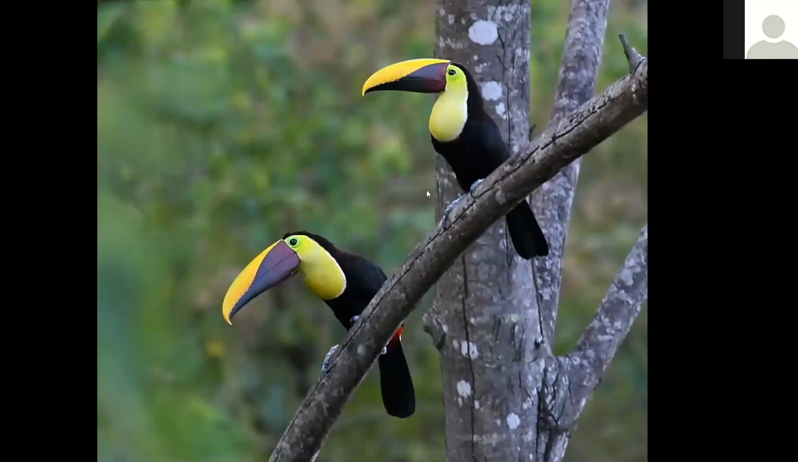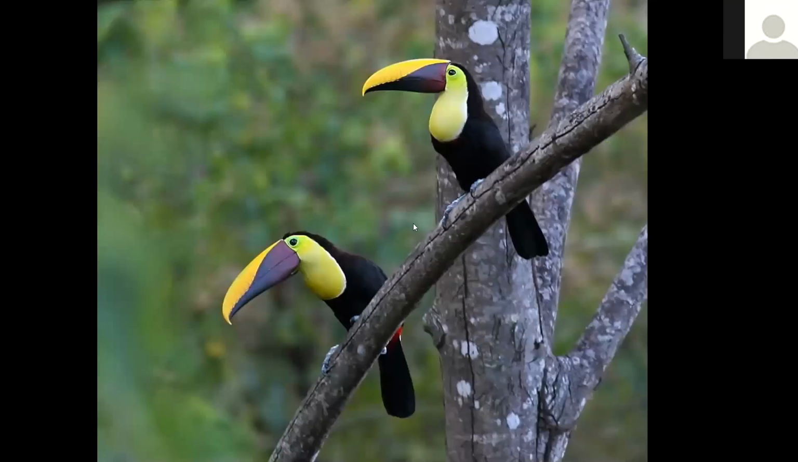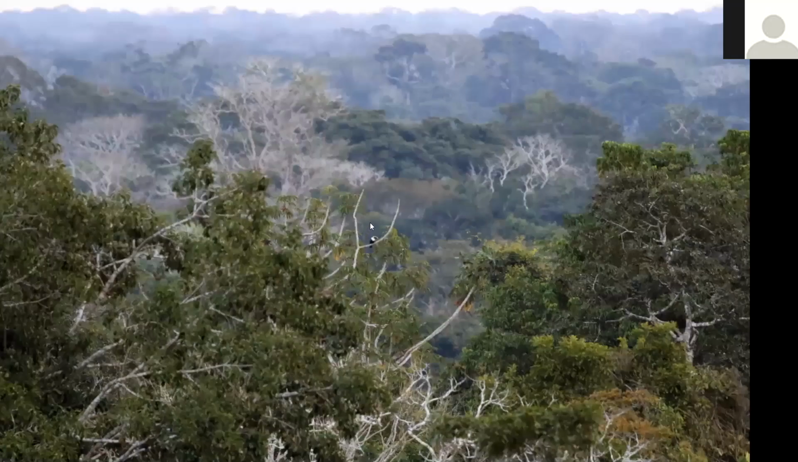This is the chestnut mandible toucan, or the yellow-throated toucan. This is in Costa Rica. Often you'll see these toucans together, or in small groups, which is always exciting. Then let's move to South America, from the top of a canopy tower. Here we got lucky, we got some good pictures. Typically, this is all you see. I don't know if you can see this. This right there, that's a toucan, and you have to use a telescope to see it.